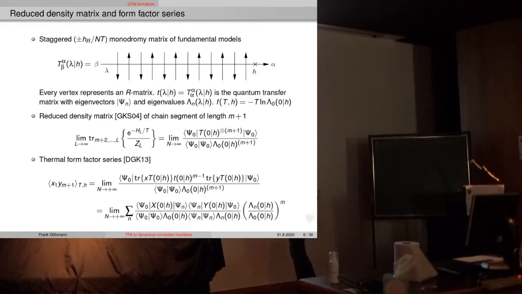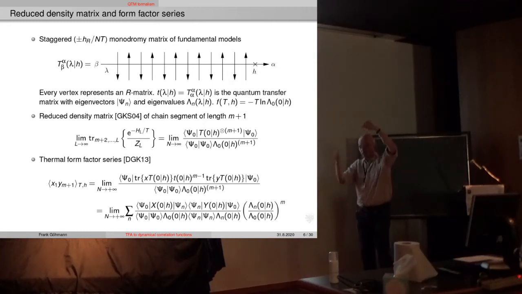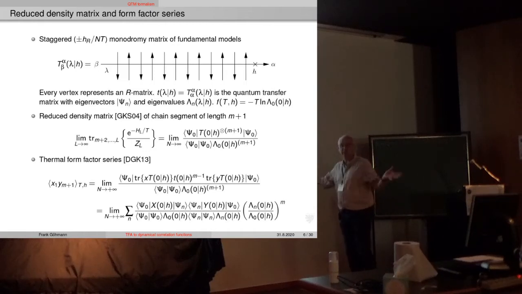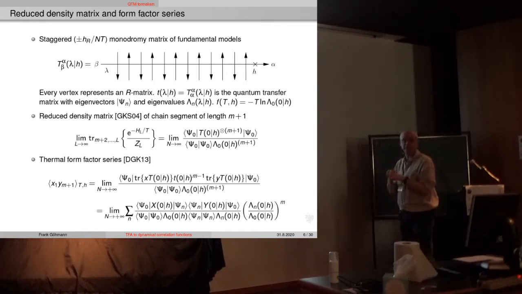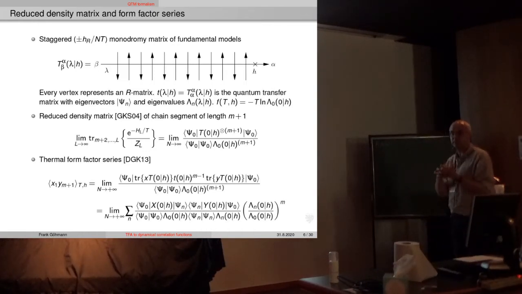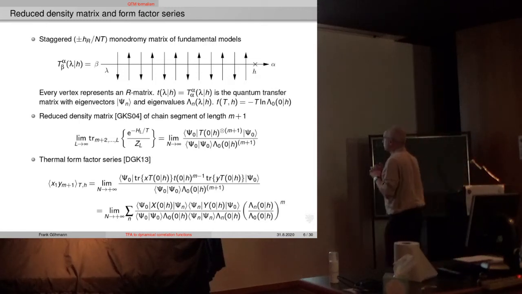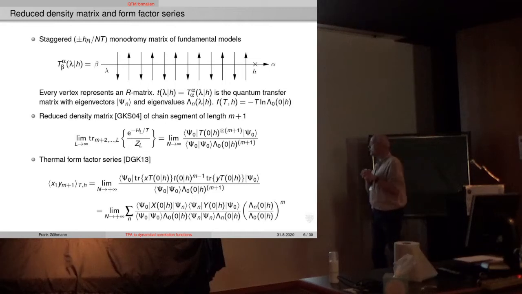And so for the XXZ chain, this is a trace of this monodromy matrix, so it's something like a plus d to some power. If you expand it, you get exponentially many terms. When m becomes large, it's maybe not so good for large distances. This is good for short distances.